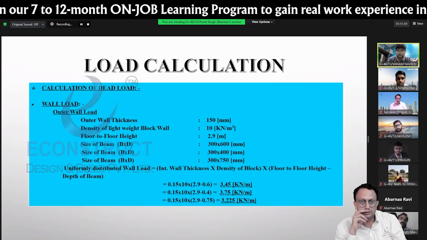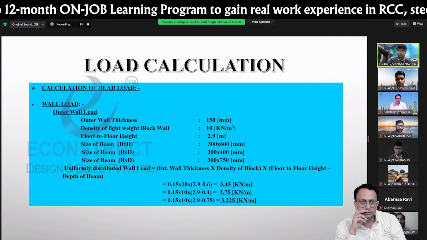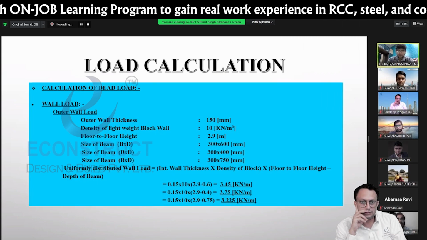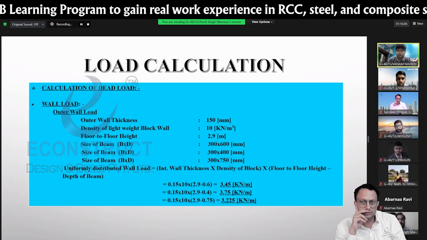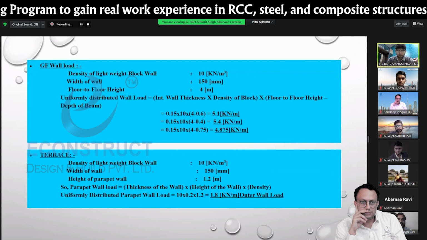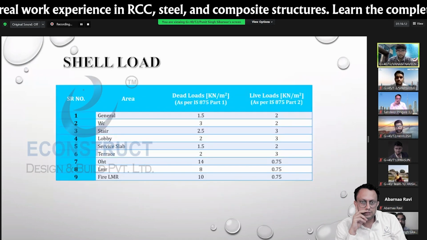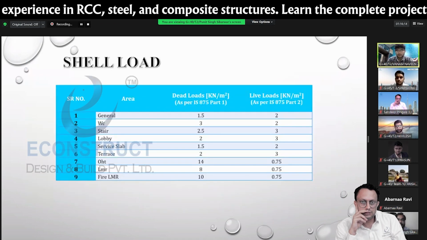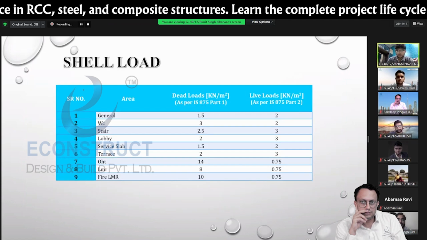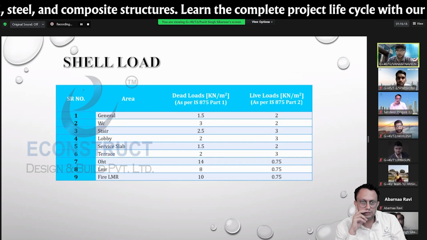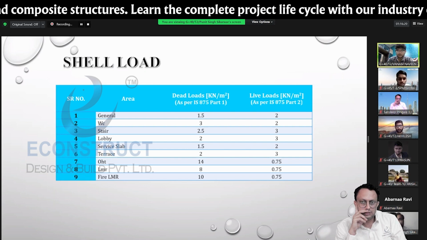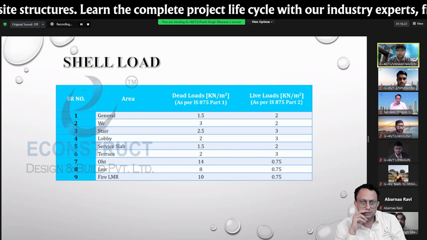Load calculations for wall loads, for outer wall loads, and for terrace. Next. And for terrace and interior walls. These are shell load calculations. Dead load and live loads are calculated as per IS 875 part 1 and part 2.